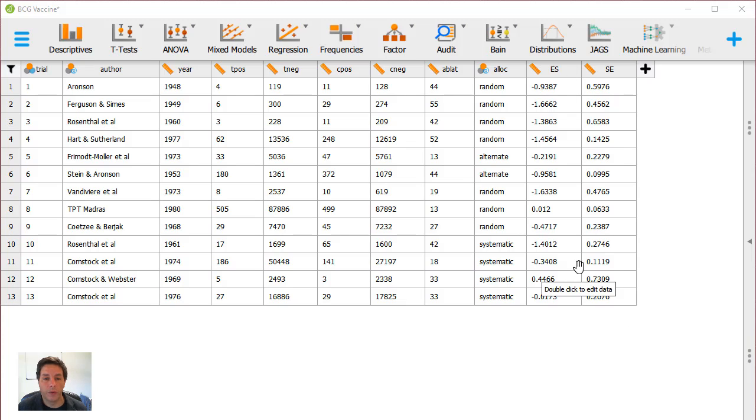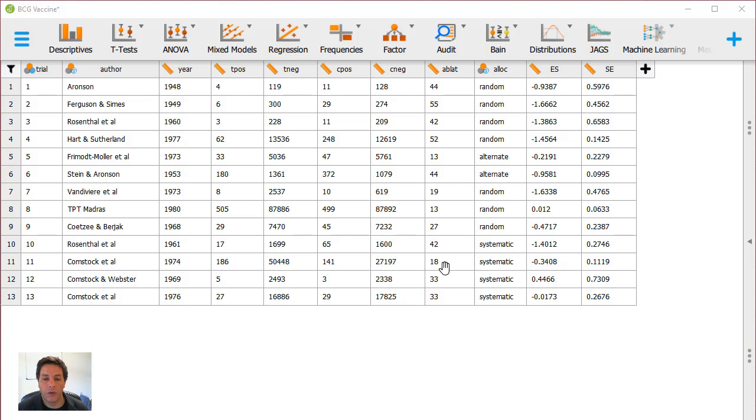Then we've got other variables that are sometimes just there to illustrate. In this case, this is the number of positive cases in the treatment group and the number of negative cases in the treatment group. And then C-pos is the number of positive cases in the control group and the number of negative cases in the control group. So these are useful, but we are not going to use them in the analysis.